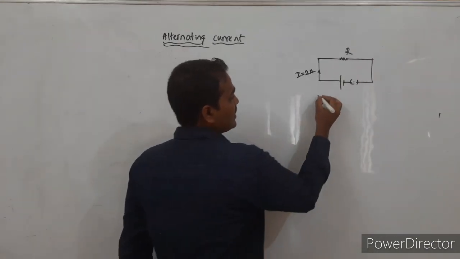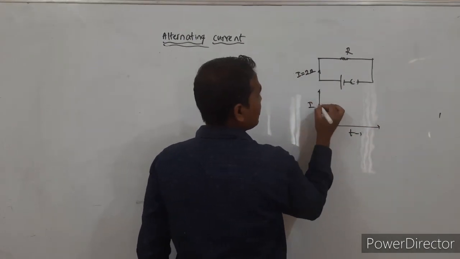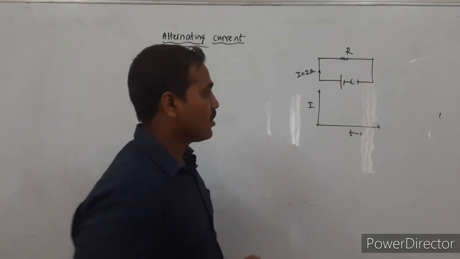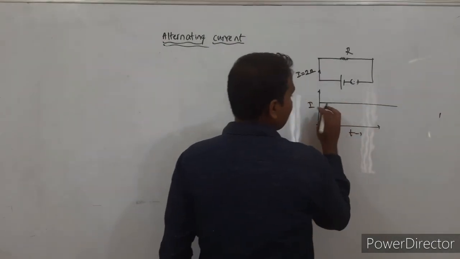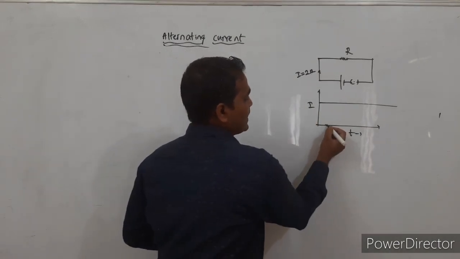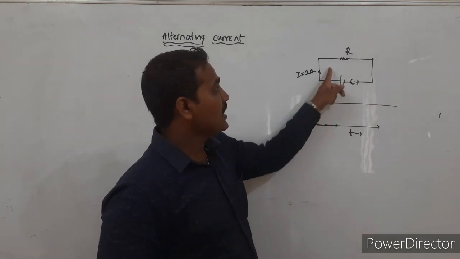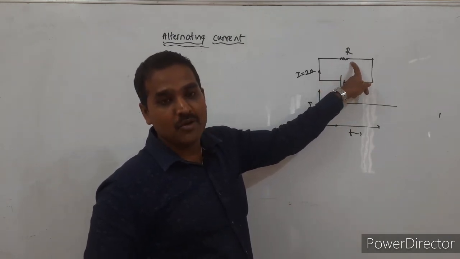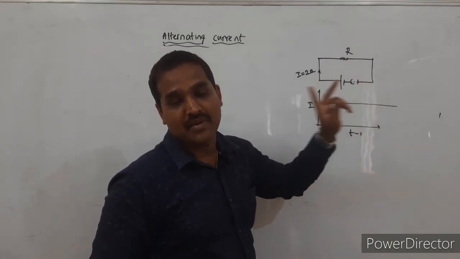If I plot time along the x-axis and the magnitude of the current flowing through this resistor along the y-axis, after any time interval the current remains constant. After 2 seconds the current is 2 amperes, after 4 seconds the current is 2 amperes. So the current flowing through this component remains constant with time.